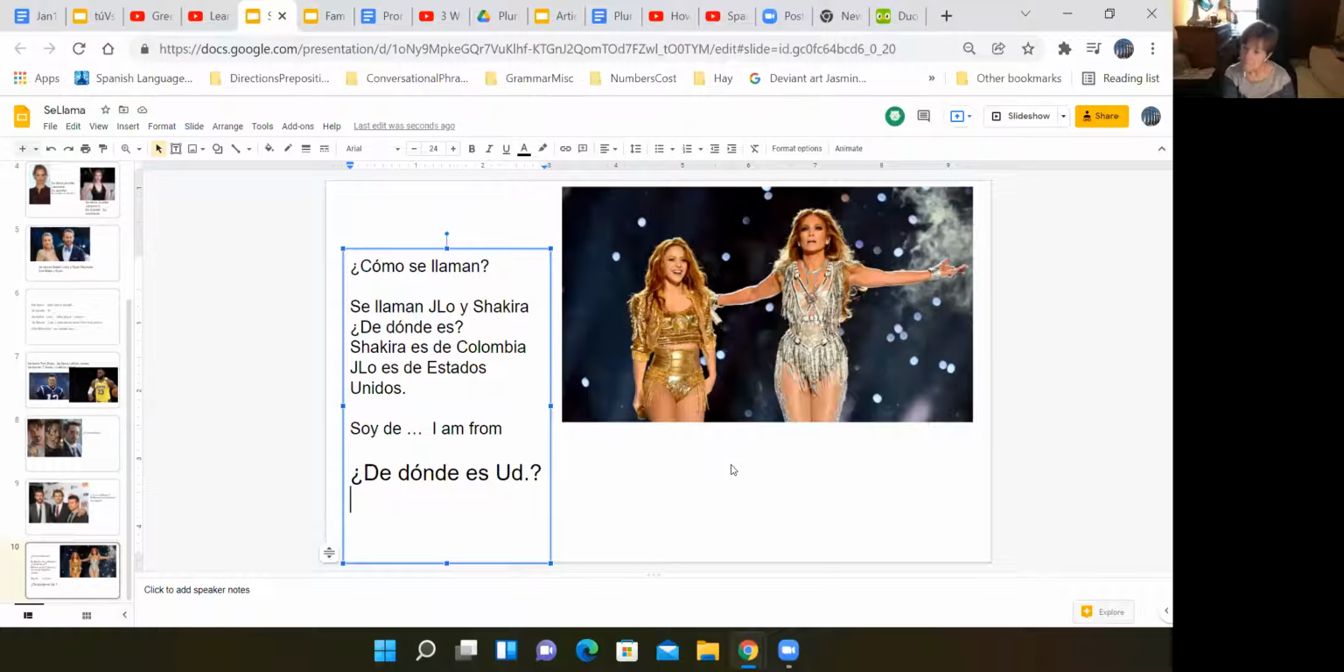And I'm going to describe some of these people. And I can't use se llama as much now because I'm not talking about names, but where they're from and what they're like and who they are in their family structure.